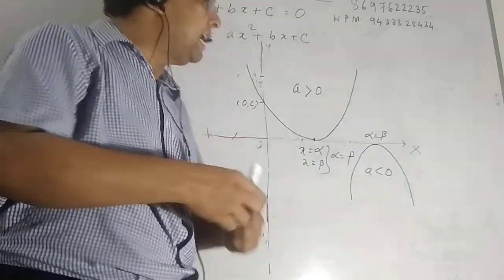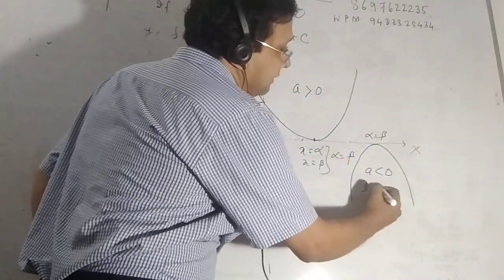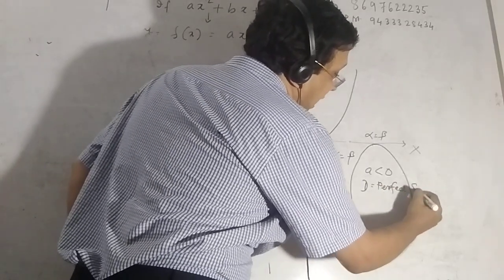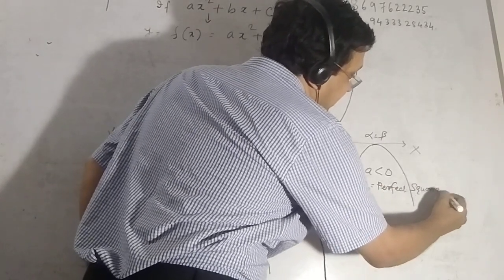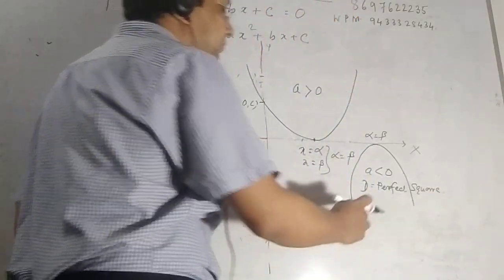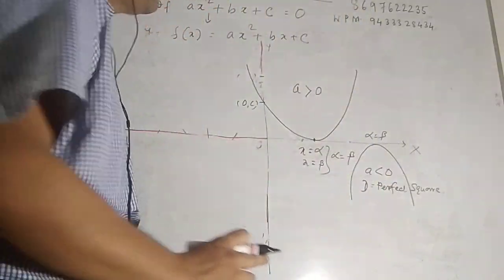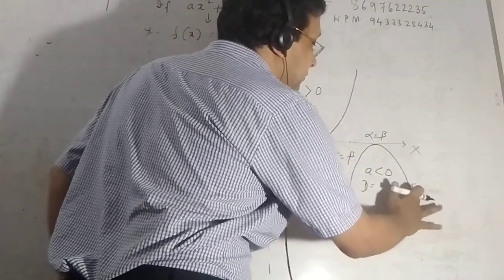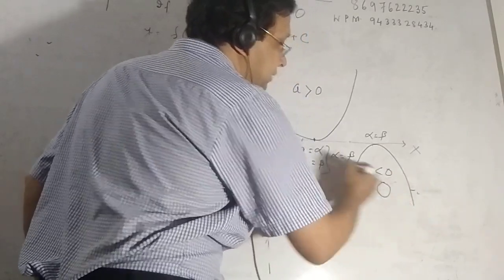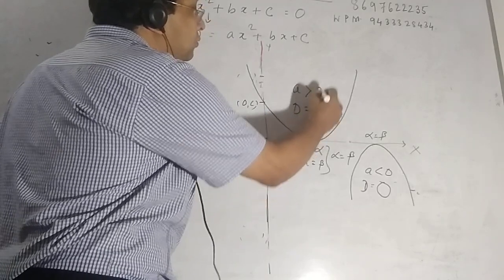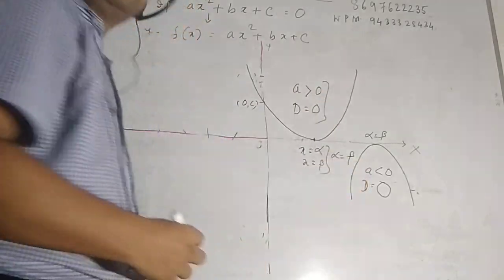So for both the cases, the discriminant is zero. Not perfect square, sorry. D is equal to 0. Here also you can say D is equal to 0. So for both these cases, you can get this type of thing.